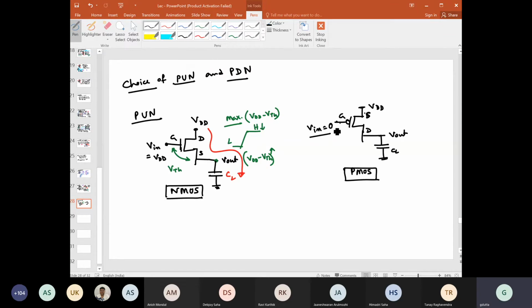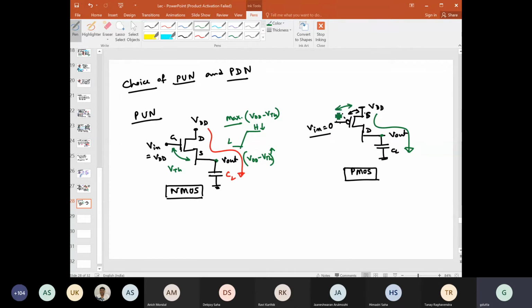When V input is equal to 0, then VSG is greater than the threshold voltage of this transistor, and the transistor will start conducting current and start charging this capacitor. As it charges, the potential across it will increase. But up to what level? Can it reach completely to VDD? The answer is yes, because here this is VSG.